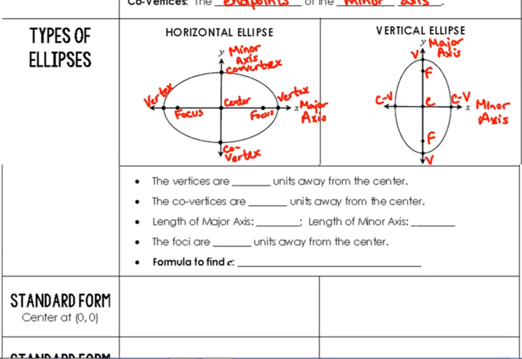Now, if we have the equation, then we can figure out where all these pieces are supposed to be. The vertices are plus and minus A units from the center. The co-vertices are plus and minus B units from the center. The length of the major axis would be 2 times A, because if the vertex is A units from the center, we've got A units here and A units on the other side, so the total length would be A plus A, which is 2A. So the minor axis would be 2B.